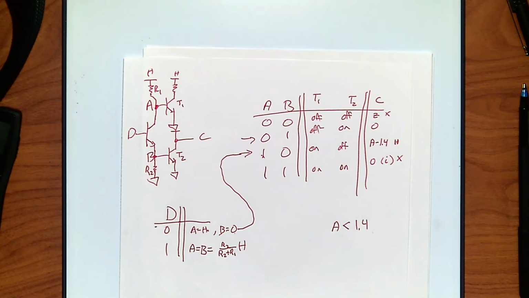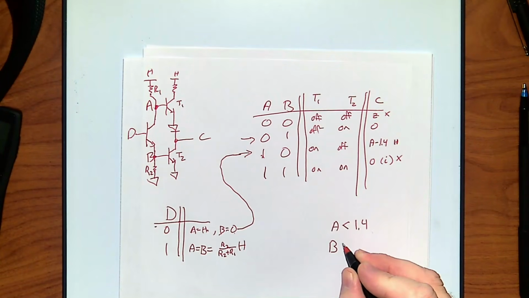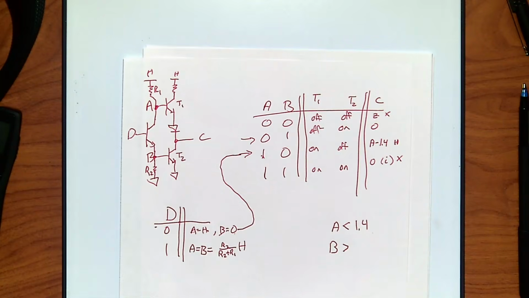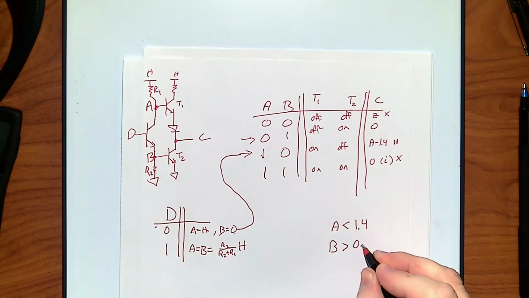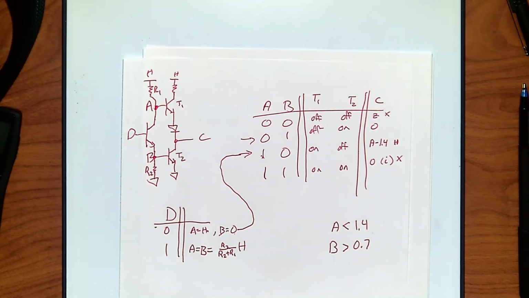Right? Ideally. Now, what is B's value? In order for B to be on, B has to be bigger than 1 drop, right? So it's got to be bigger than 0.7. So is it possible to pick something? And remember, in this case, A is B. Is it possible to satisfy both of these conditions? Yeah. What if A equals B equals 1, for instance? Yes.